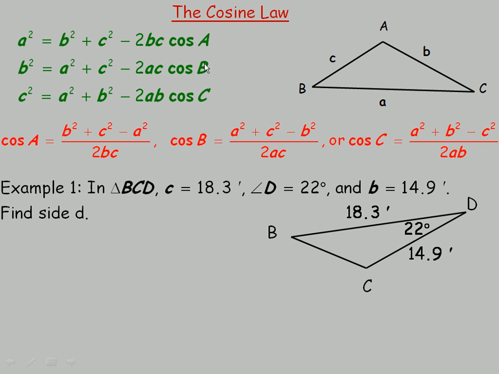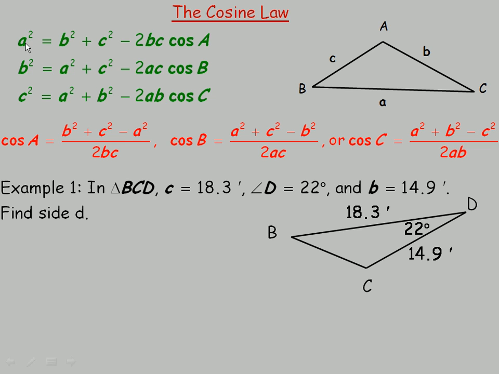The versions of the cosine law to find sides are the three green ones in the top left-hand corner here. In order to find a side using the cosine law, you need the other two sides and the angle between them. So if I want to find side A, I need to know sides B and C, and angle A, the angle opposite the side I'm trying to find. And so the cosine law looks like this.